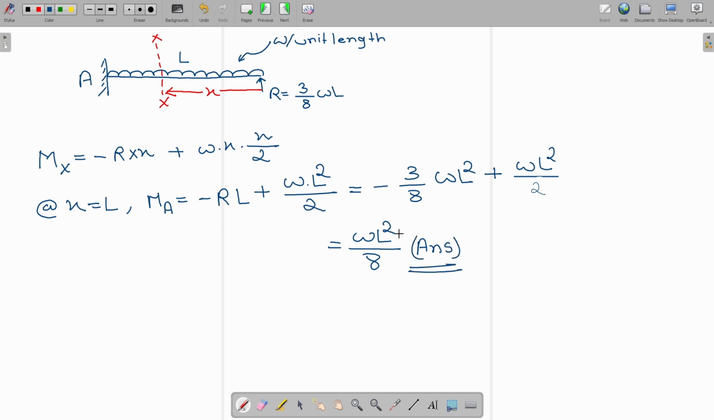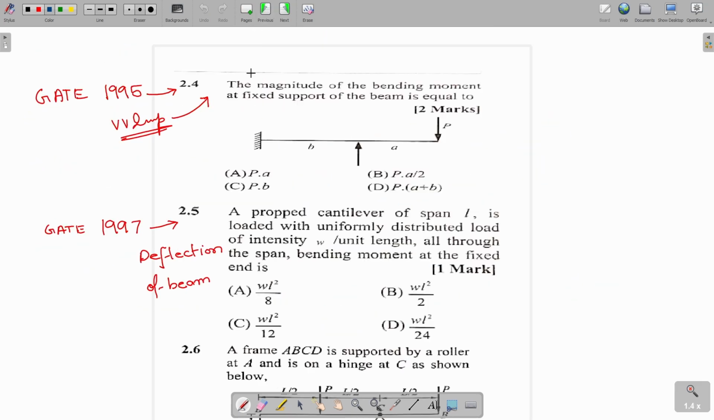Okay. Most probably it's option number A. Option number A, W L square by 8. Okay. Now this type of question is very important. It usually comes in the ESE also. It comes in the ESE, Engineering Service Exam, and it's very important.